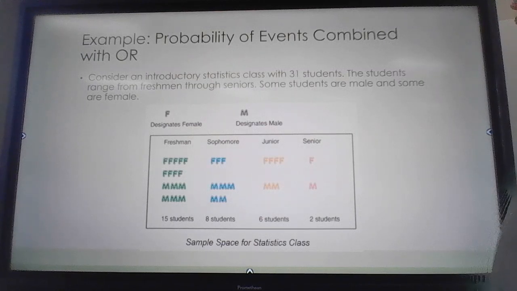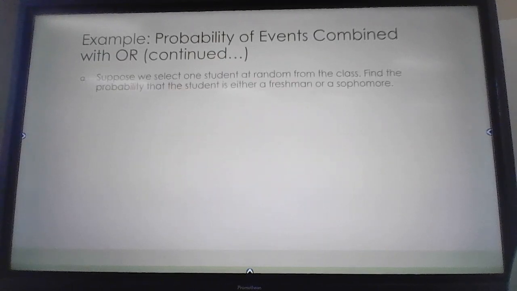Okay, so here's a table, an example table. Consider an introductory statistics class with 31 students. The students range from freshmen through seniors. Some students are male, some students are female. Suppose we select one student at random from the class. Find the probability that the student is either a freshman or a sophomore.